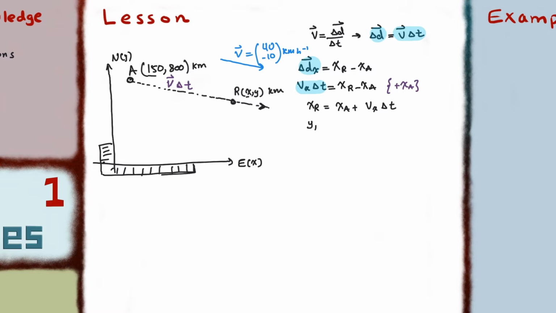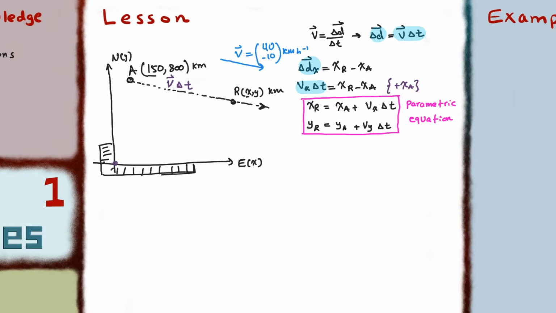We can do the exact same operations in the y direction, and we will get that the final position is equal to the initial position plus the velocity in that direction multiplied by the change in time. And connecting these two, or putting them together, we will get what's called a parametric equation of a line which is connected by points A and R.